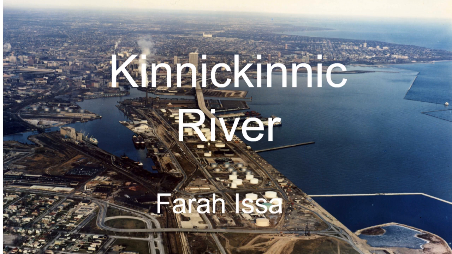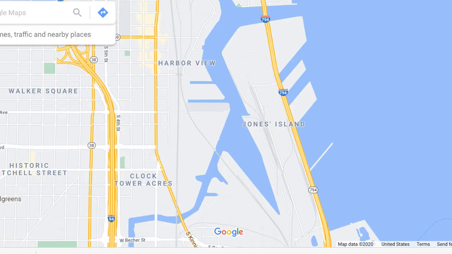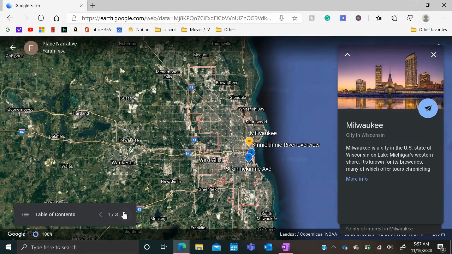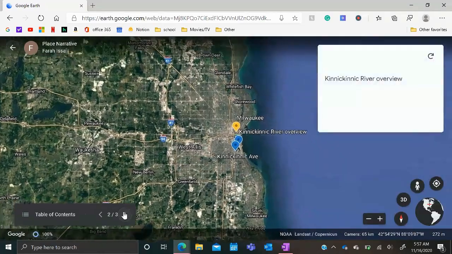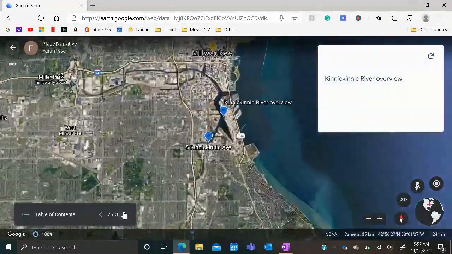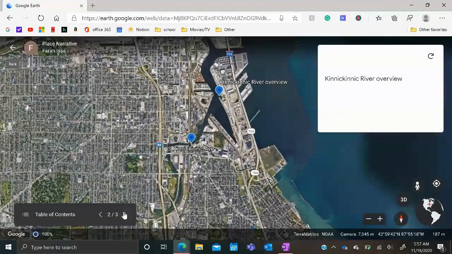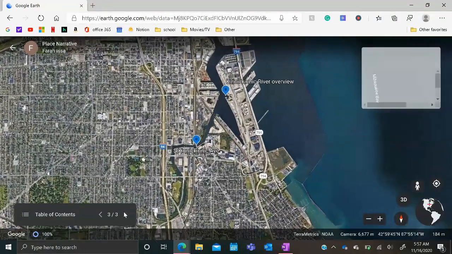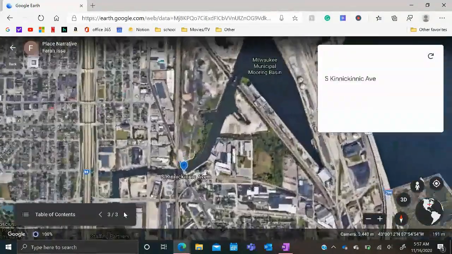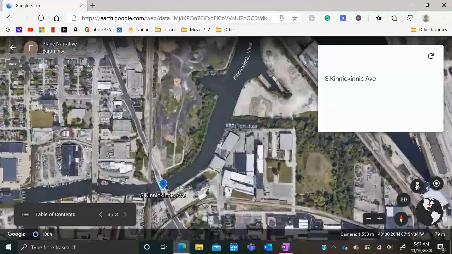Hi everyone, my name is Farah, and I did my place narrative project on the Kinnickinnic River. The part of the Kinnickinnic River that I looked at is part of Milwaukee's Harbor District. The specific area I chose to look at starts here at South Kinnickinnic Avenue and leads into the harbor. It is one of the three primary rivers that flows into the harbor and then into Lake Michigan, along with the Menominee River and the Milwaukee River.